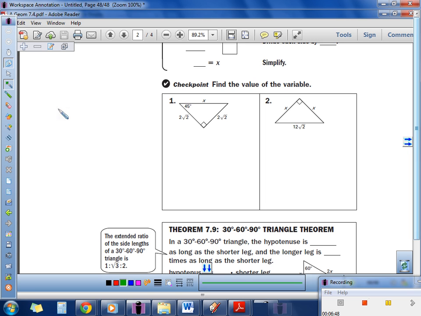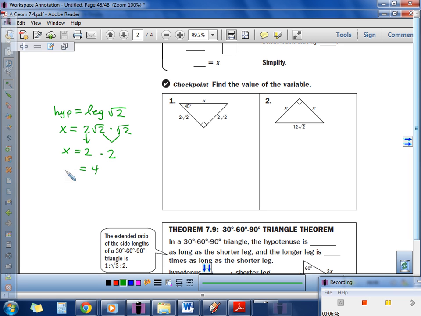From there, I got to remember on my special triangles, I have a formula. Hypotenuse equals leg times square root of 2. I don't know my hypotenuse. It is x. My leg is 2 radical 2, and then there's another radical over there. We talked about this a second ago. First off, you need to bring down that 2. But these kind of combine. Radical 2 times radical 2 is just a plain old 2. 2 times 2 is 4. There's your answer on that one.